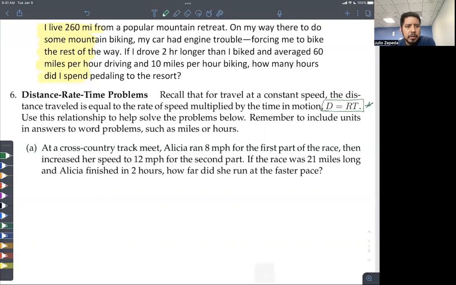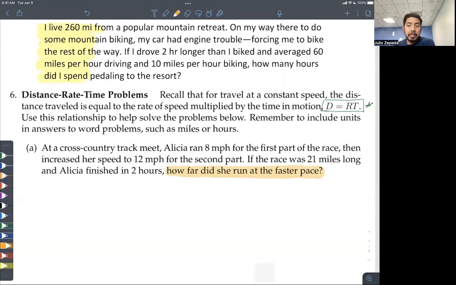Okay, so it says, at a cross-country track meet, Alicia ran 8 miles per hour for the first part of the race, then increased her speed to 12 miles per hour for the second part. If the race was 21 miles long and Alicia finished in 2 hours, how far did she run at the faster pace? So the question is, how far did she run at the faster pace?